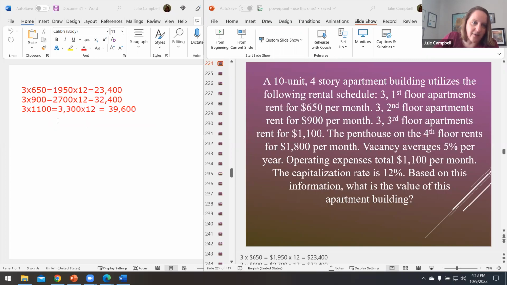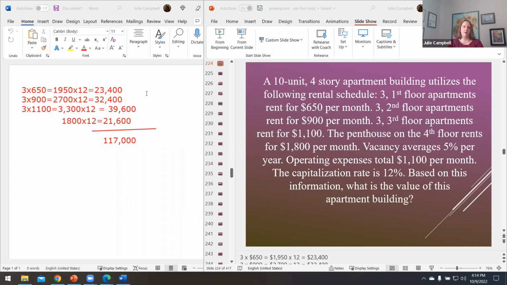And then we have the penthouse that rents for $1,800 per month, or $21,600 per year. So now that I have all of these annual rents, I add them all up. I get 23, 32, 39, and 21. So we have annual gross income of $117,000.